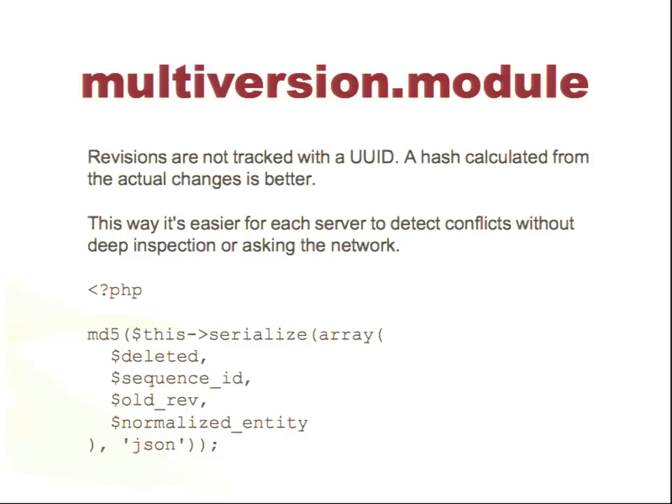The parameters that the hash takes are whether it's deleted or not, what the current sequence ID is, the previous or the old revision, and then the normalized entity used by the serialization API. And the string that we're doing the MD5 hash of is a JSON representation of that entity.